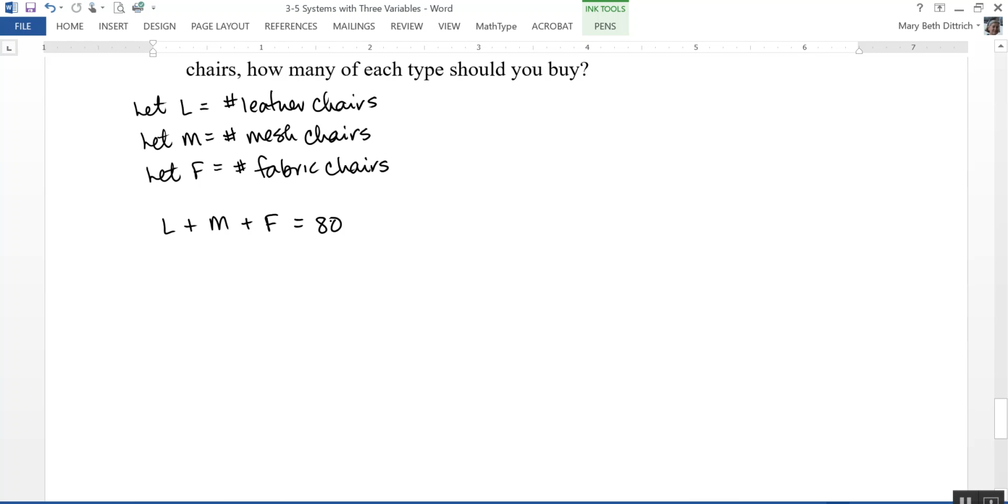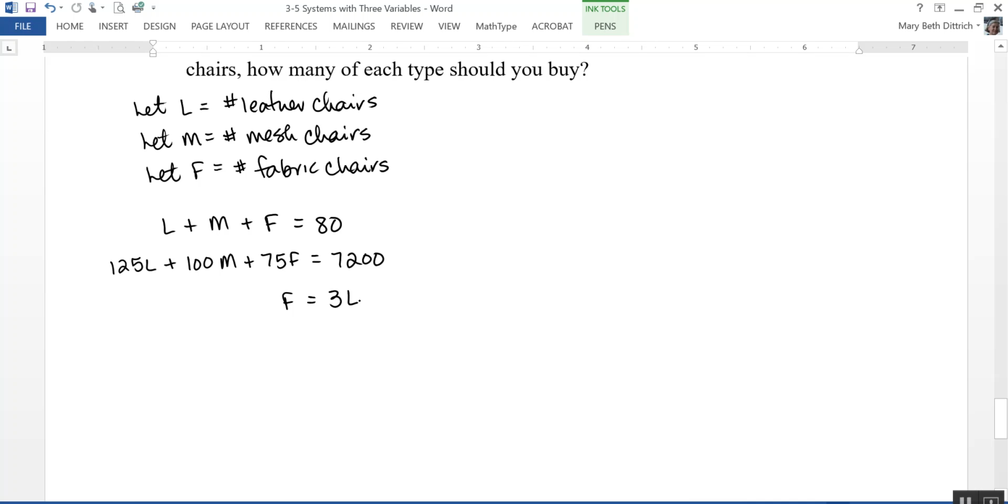I also know that leather chairs cost $125. Mesh chairs cost $100. And fabric chairs cost $75. And altogether, I'm going to spend $7,200. Okay, now my last equation comes from where it says you want to have 3 times as many fabric chairs as leather chairs. So the number of fabric chairs has to be 3 times the number of leather chairs.